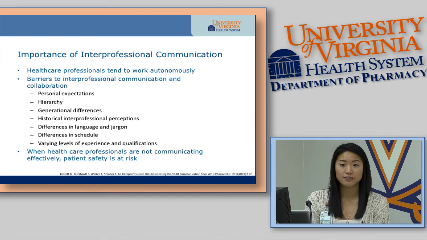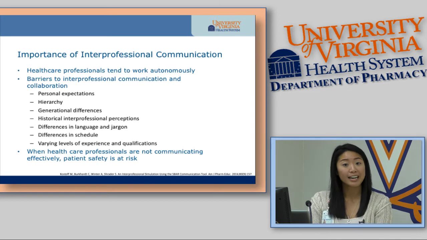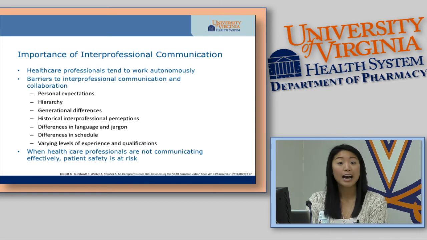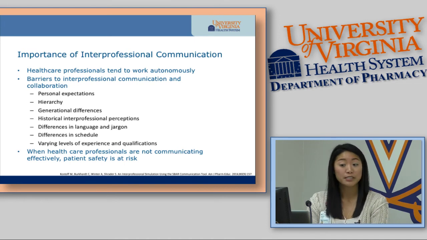There are generational differences, so me entering into the pharmacy profession as a new grad versus those who have been in the profession for a long time. We're going to have different perceptions of healthcare and how we communicate information. There are also historical interprofessional perceptions, and a great example of this is pharmacy. As pharmacy becomes more developed and more progressive, I'm actually starting to experience a lot of these historical perceptions of what pharmacy used to be.